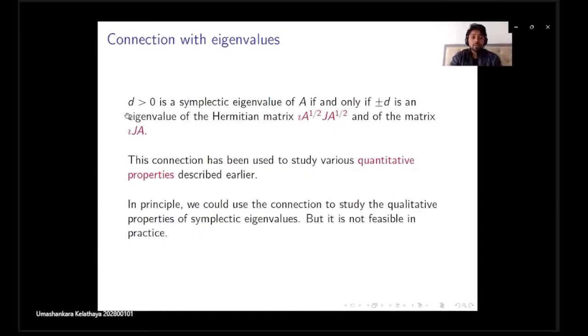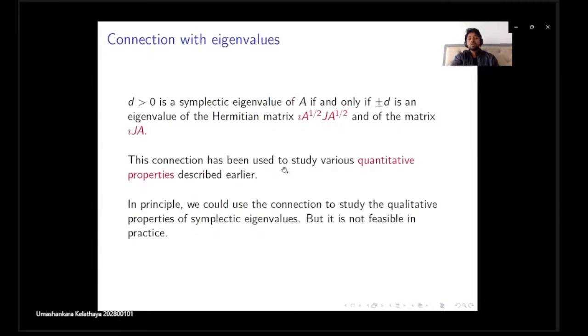It is given as follows. If D is a symplectic eigenvalue of A, then plus minus D are eigenvalues of the Hermitian matrix iota A^(1/2) J A^(1/2), and they're also eigenvalues of the matrix iota JA. In fact, this connection of symplectic eigenvalues with eigenvalues of these matrices has been used in the literature, and those quantitative properties that we described earlier have been studied using this connection.